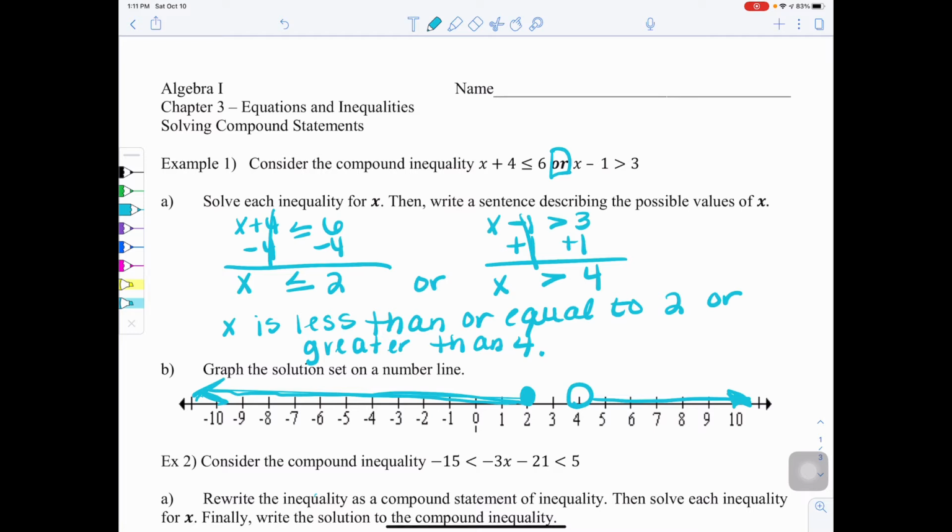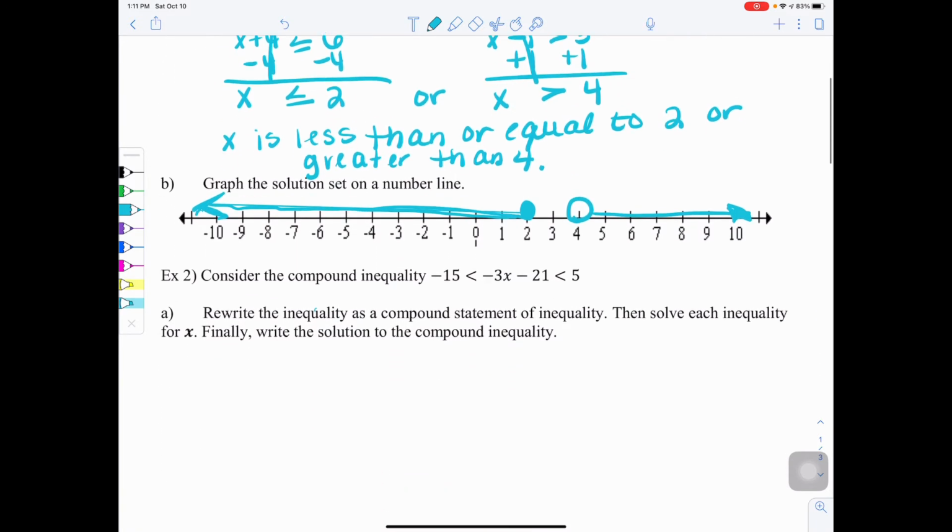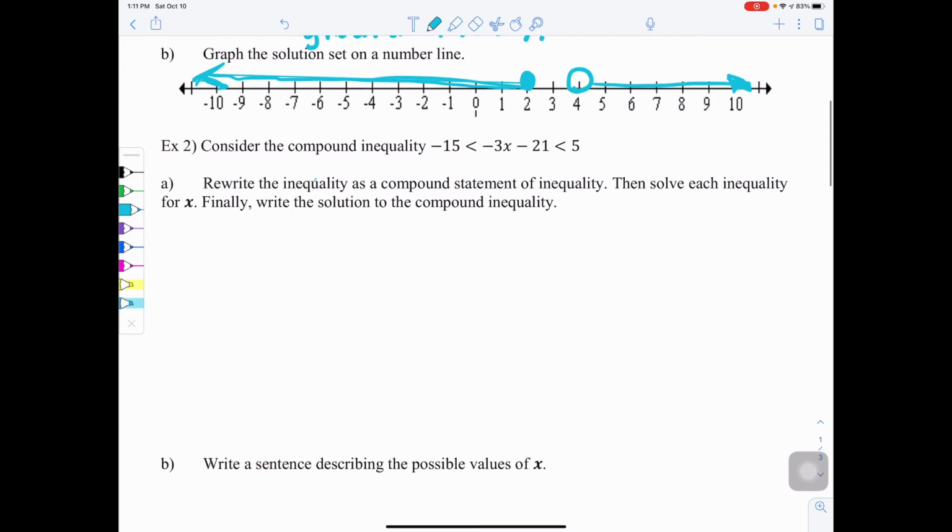Now in example 2, we're going to consider the compound inequality negative 15 is less than negative 3x minus 21 is less than 5. Now before I even do anything with this, you're going to notice that this time the x in the expression is already sandwiched in between negative 15 and 5. So right away, this should be an indication to us that when we go to do our number line, this is going to be the type of situation that leads us to shading in between two values.